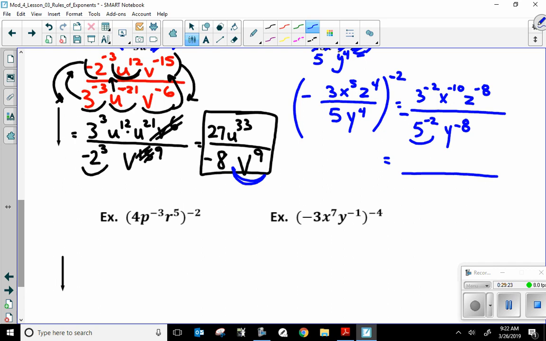5 squared is 25. It's now on the top. Y to the 8 is on the top. 3 squared will be in the bottom, 9. X will turn to a positive 10 below. And z will turn to a positive 8 below. Don't forget the negative sign.